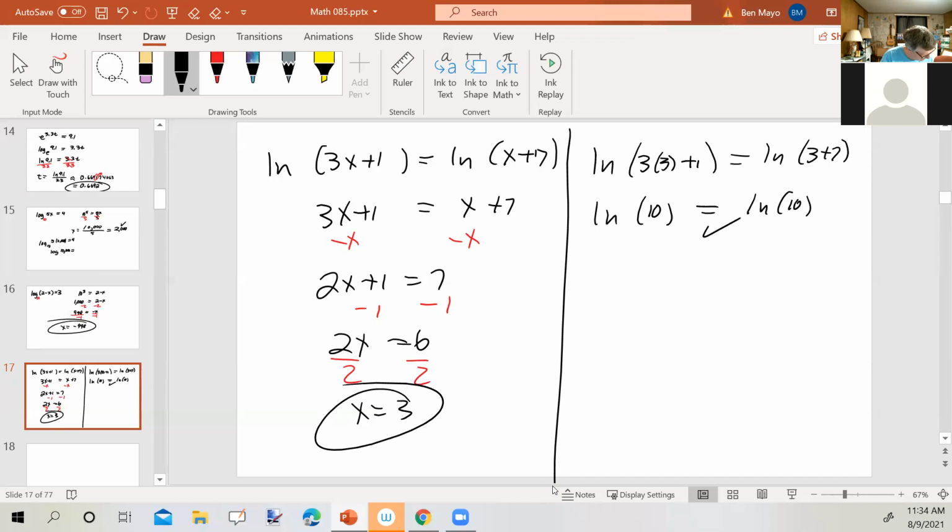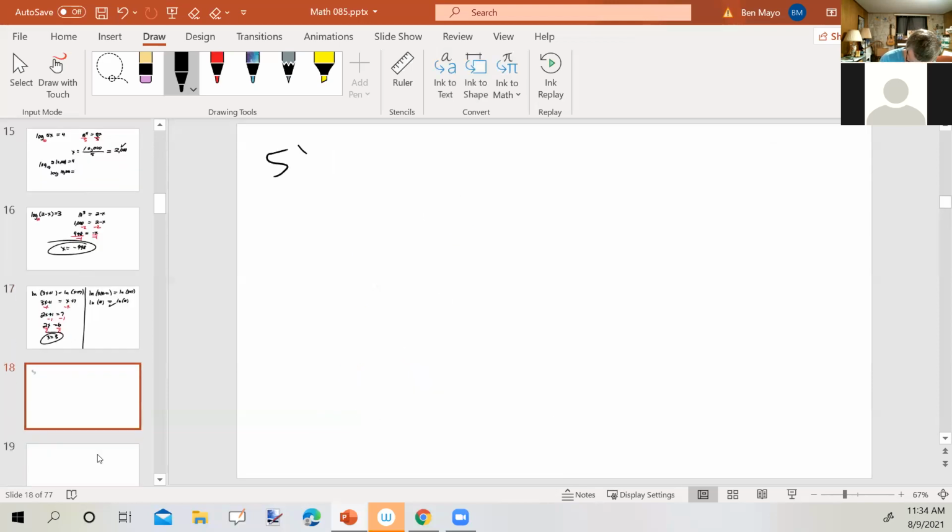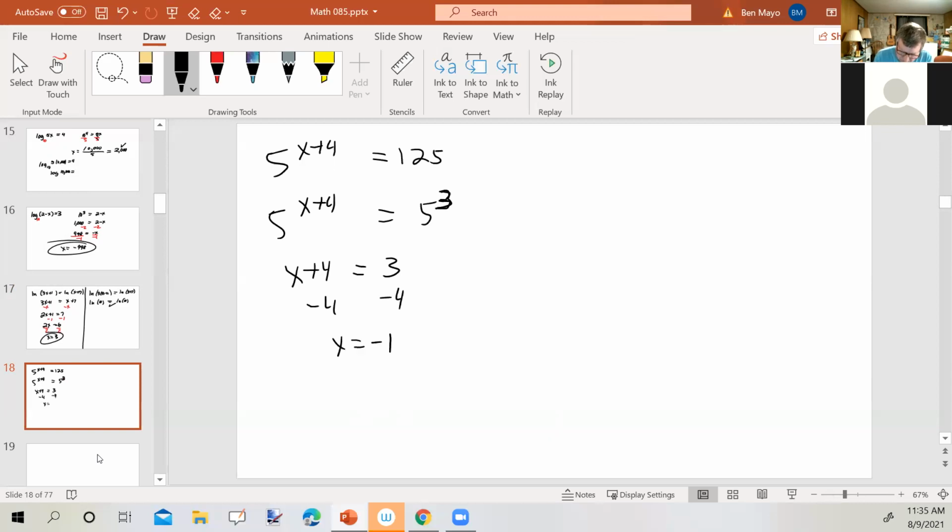How about, let's do this one. 5 to the x plus 4 power equals 125. Well, in this case, I can go back to what I did at the beginning of this section because I can take 125 and write it as 5 cubed. So now that the base is the same on both sides of the equation, we can set the exponents equal to each other. Subtract 4, x equals -1.